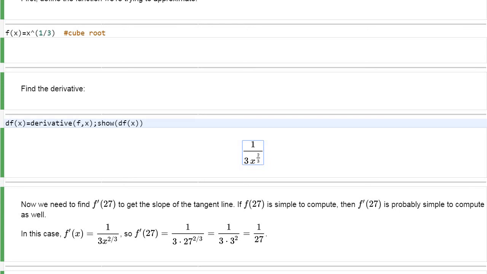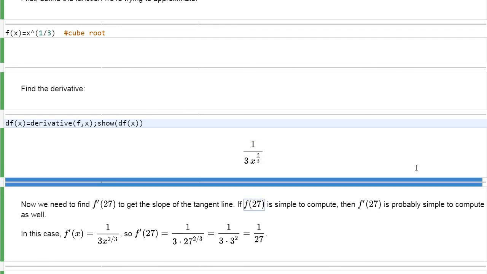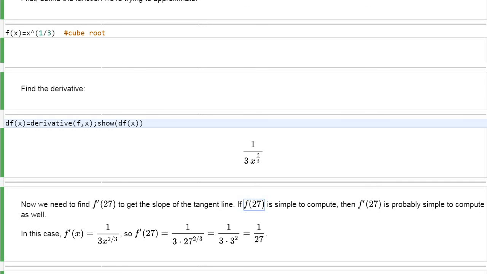Now there's one potential pitfall here, because to get the slope, I need to plug the x value of my point of tangency into this derivative. I already decided that computing f of 27, the cube root of 27, was easy to compute. But now I also need to compute f prime of 27. And there's no guarantee that that's also easy to compute, though it's often the case that if f of 27 is relatively simple to find, then f prime of 27 is also, because f and f prime are usually the same kind of functions, and so hopefully f prime of 27 is also easy to find.